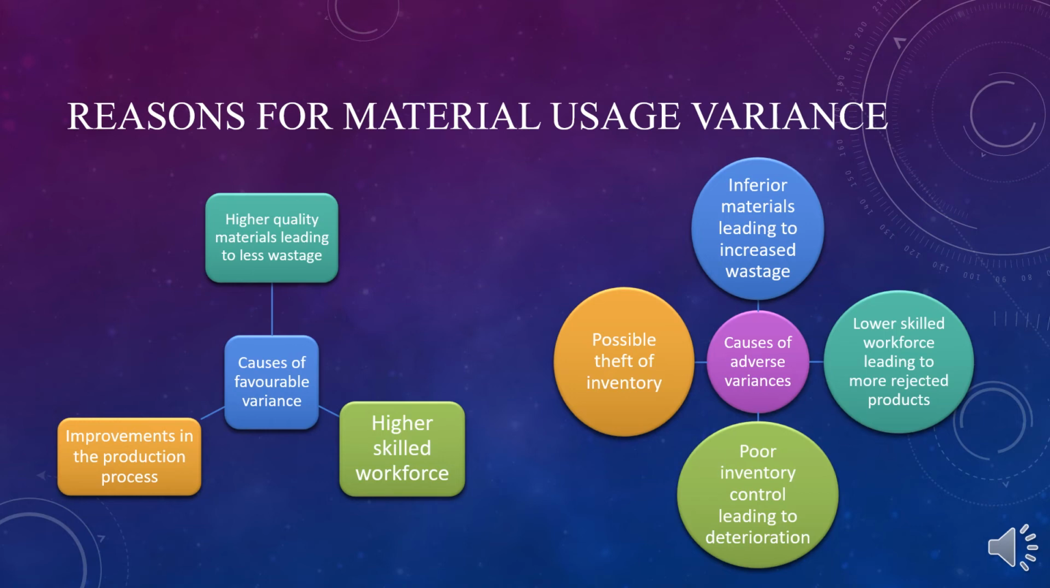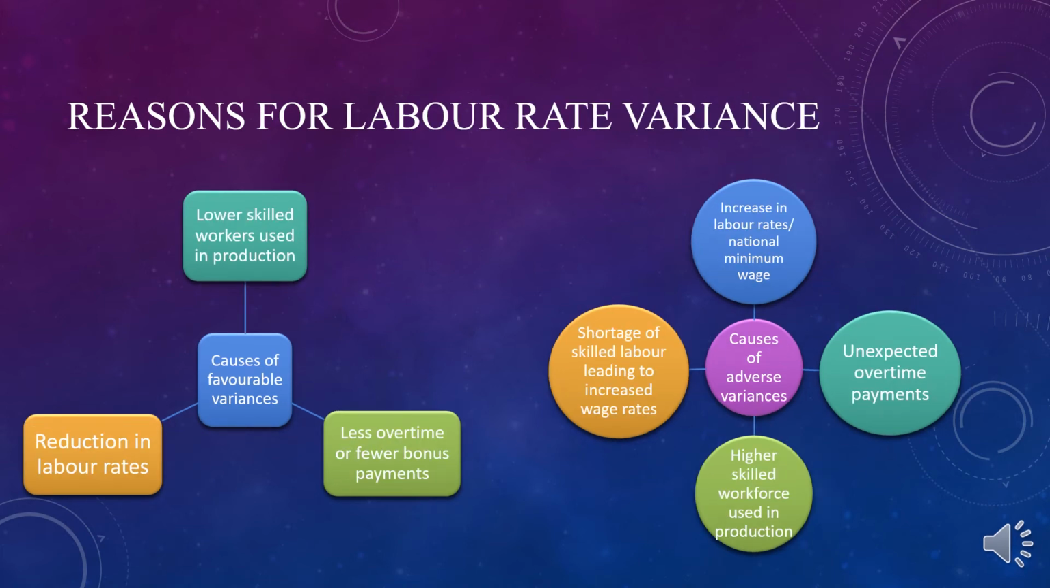When the company has employed a low skilled labor force, they would not use the materials properly, which would result in producing products which would be mostly rejected. If the company does not have proper inventory controlling, the materials would not be used efficiently. There is a possibility of theft of inventory, which would reduce the company's ability to obtain the maximum usage of the materials. The reasons for labor rate variances can be identified as shown in the slide.